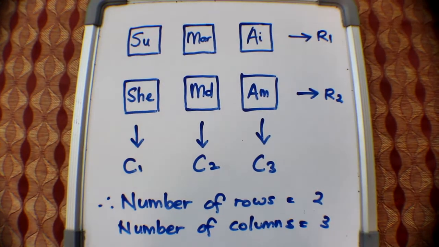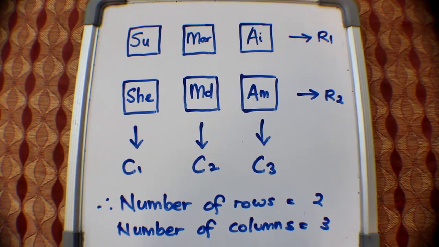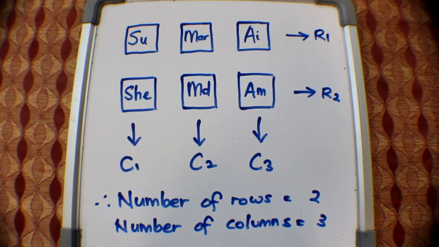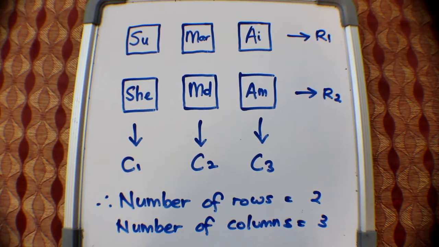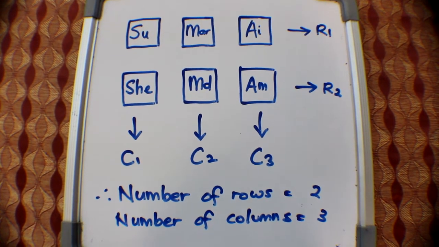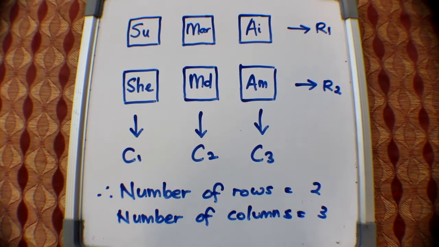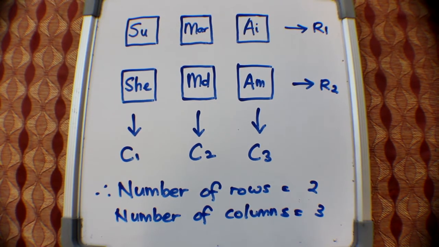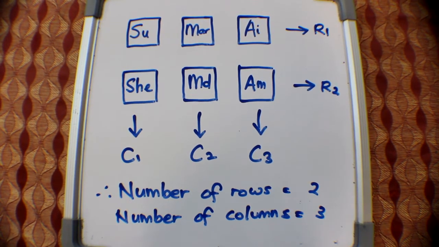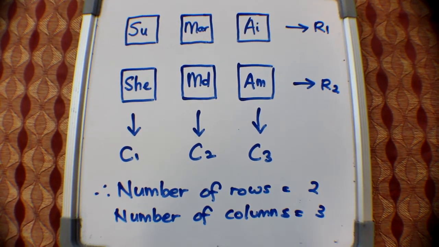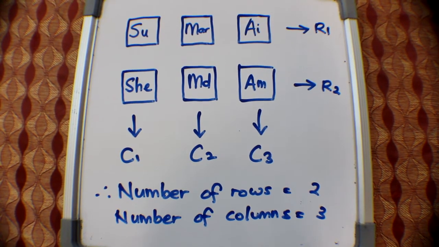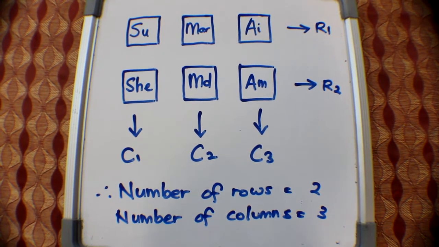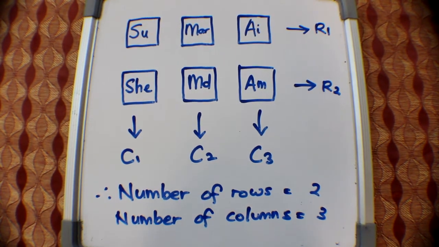Did you get the same answer like mine? Congratulations! Suraya, Mazura and Aisha live in the first row, while Shelva, Muhammad and Amira live in the second row. So number of rows is 2. Number of columns is 3. And this is how their location looks like.